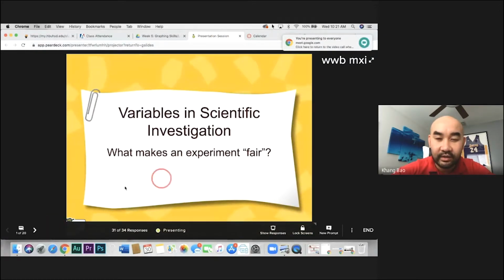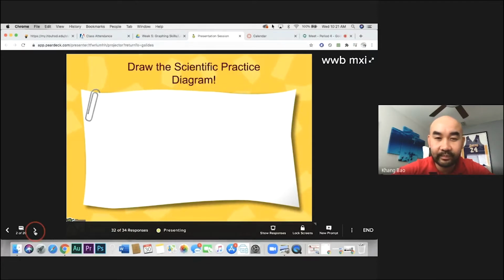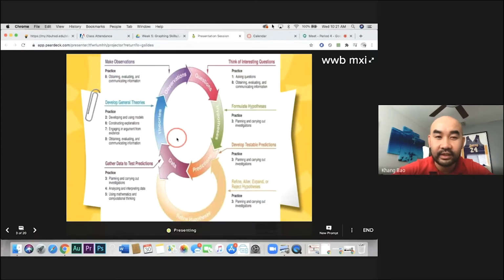So, right, what makes a fair experiment? So we did the respond, and then we are looking at the scientific practice diagram. So again, scientific practice diagram really quick. So observation, question, hypothesis, right? People like to start from observation, but we know that in a scientific practice, it's an infinity, right? It's a cycle. You can start at any point.